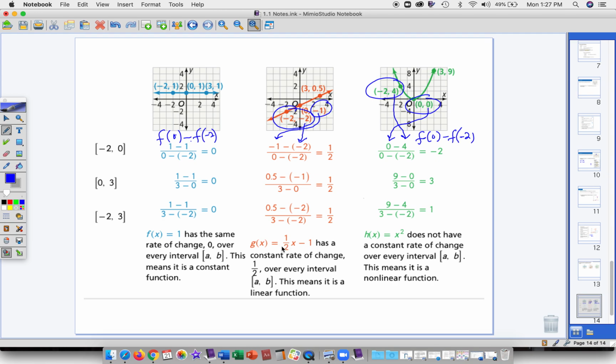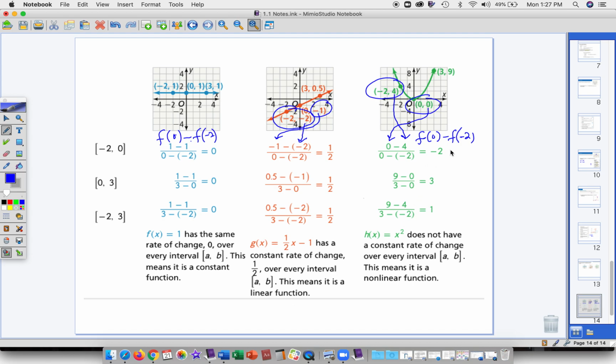For g of x equal to 1/2 x minus 1, notice how we always get 1/2 for the average rate of change. Again, this should make sense when you're talking about slope, because here's that slope of the line. Remember mx plus b? This is the m part. It's always 1/2 because this line doesn't change, its slope doesn't change. So this means that it's a linear function.